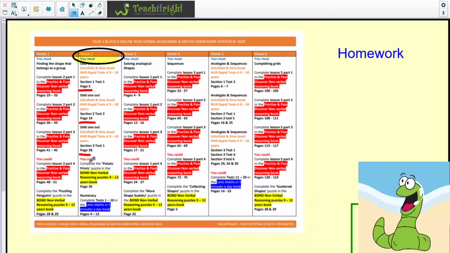If you get a chance to do the You Could, that would be amazing. There's also some numeracy to do, some maths questions that you might like to have a go at as well. Don't think there's that many questions in the You Must. So if you can do the You Could, that would be lovely.